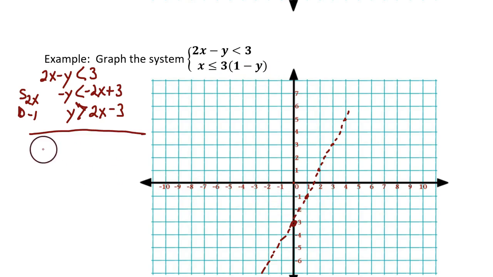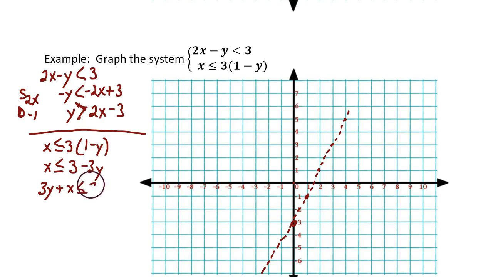Now our next inequality, let's change its form as well. First, the distributive property. 3 times 1 is 3, 3 times -y is -3y. Next, add 3y. Next, subtract x. And divide by 3. This one has a y-intercept at 1 and a slope of -1/3. Down 1 unit, right 3 units. Down 1, right 3.